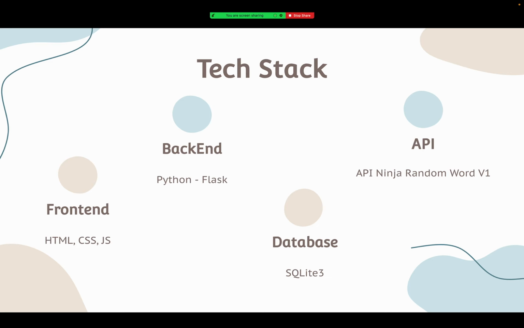This is basically all the tools that we used in order to create this project. For the front end, we use HTML, CSS, and JavaScript. Our backend is Python using Flask. For the database, we use SQLite 3, and for the API, we use API Ninjas Random Word version 1.